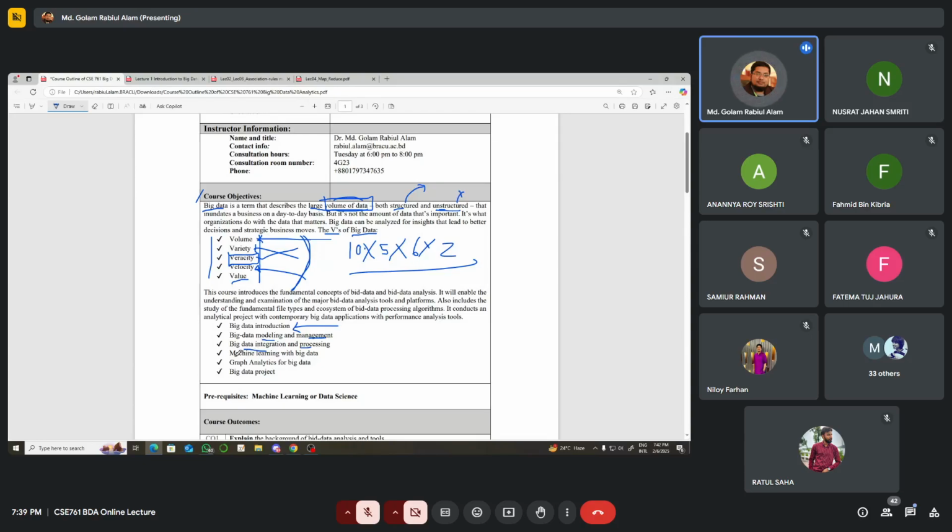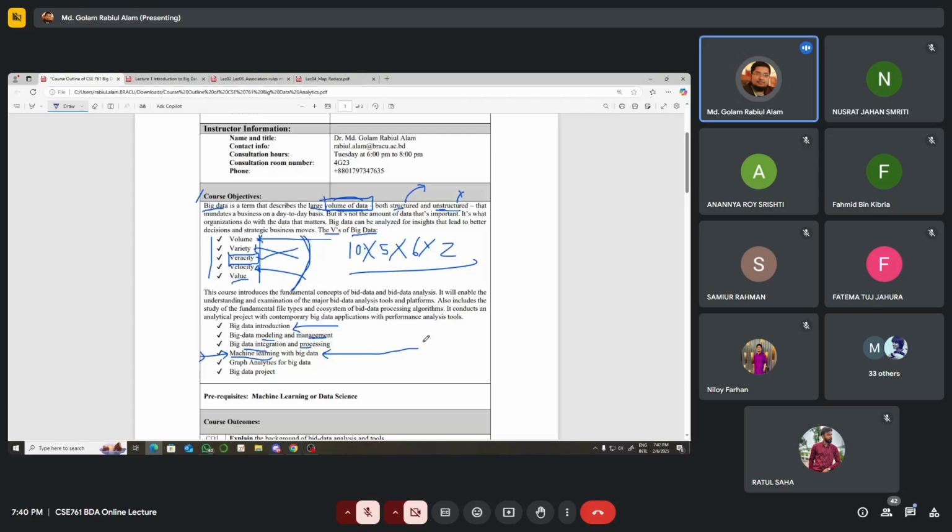And also machine learning with big data, we will discuss that. There are several machine learning algorithms specifically to deal with big data, so we will cover those algorithms in this part on machine learning with big data.